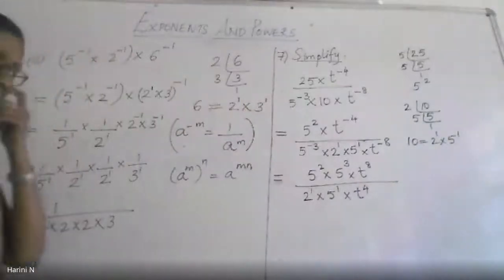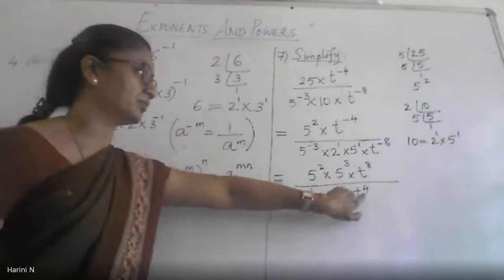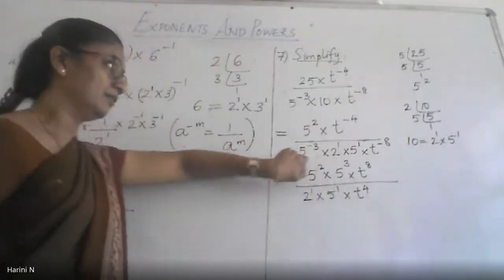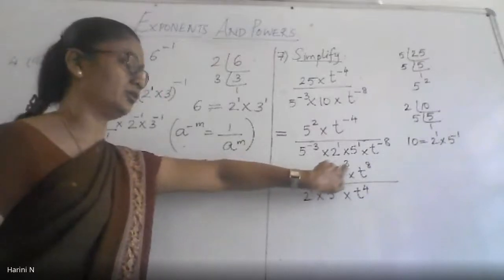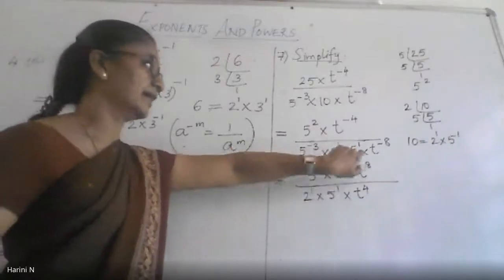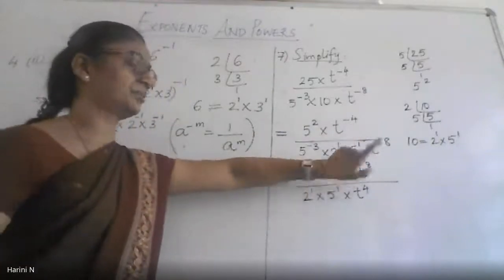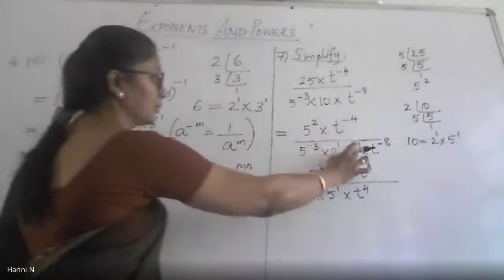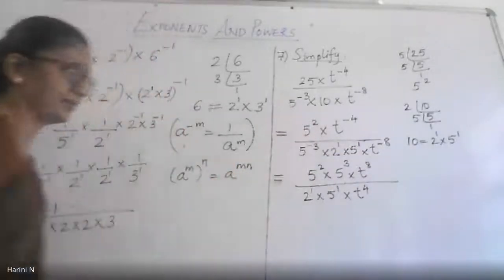Have I done all the rearrangement? t to the power negative 4 in the numerator has become positive 4 in the denominator. 5 to the power negative 3 in the denominator has gone to the numerator as positive 3. Again, t to the power negative 8 in the denominator has gone up as t to the power 8. These two are positive powers, so it will sit in the denominator. This is also remaining in the numerator.